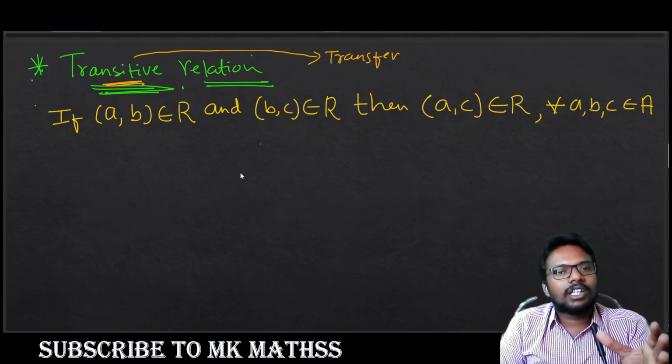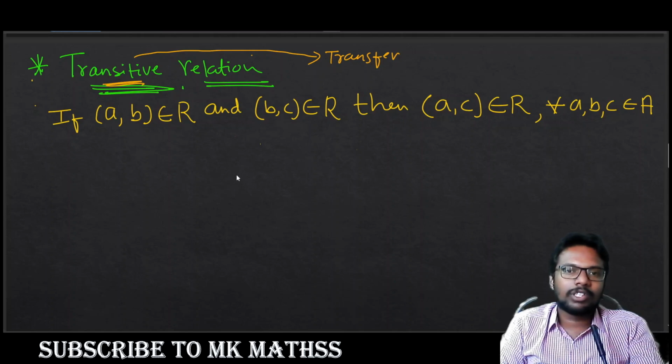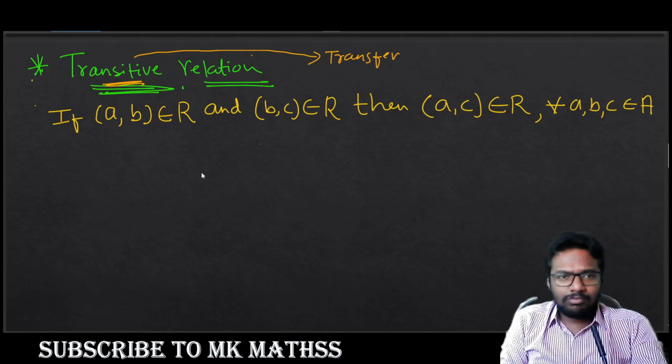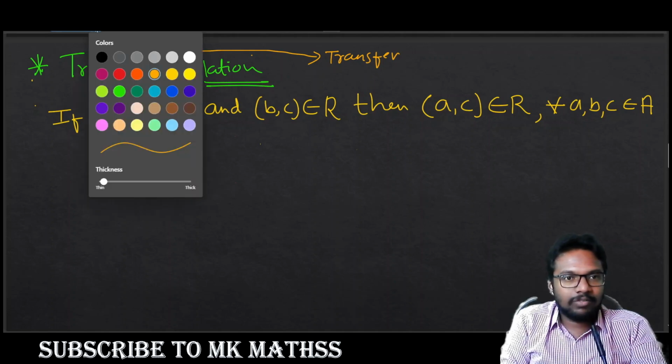For a general example, transitive relation works like mutual friendship in social media. If you take Facebook or Instagram, there will be mutual friends. So mutual friends is nothing but a transitive relation. Let us understand with that Facebook example.